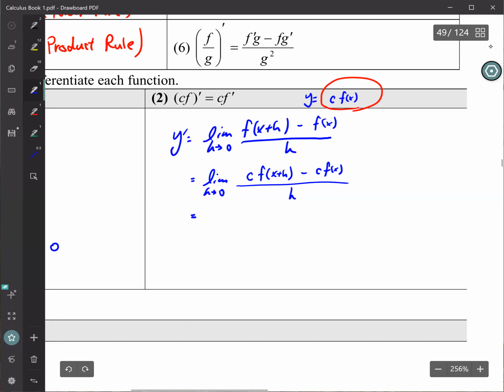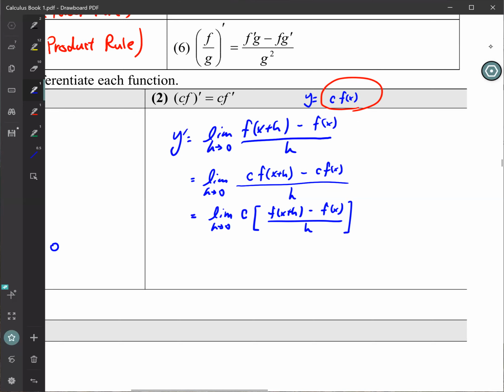Now because they both have the constant, I can factor out, right? So I can take out the constant, and then it will look like c times f of x plus h minus f of x over h. Are there any questions so far, up to this point? All right, and because this is the way we are going to prove our power rule later, we use a simple one so you understand what's happening, okay?